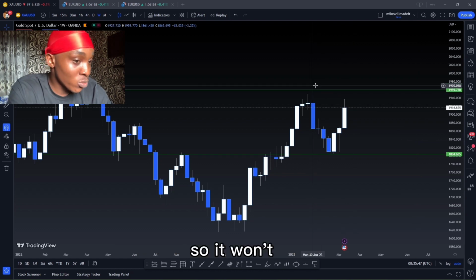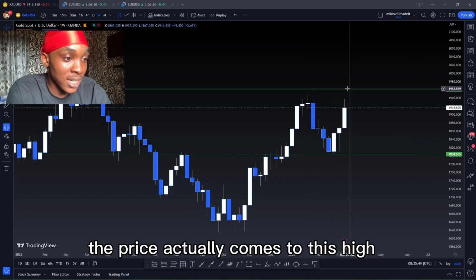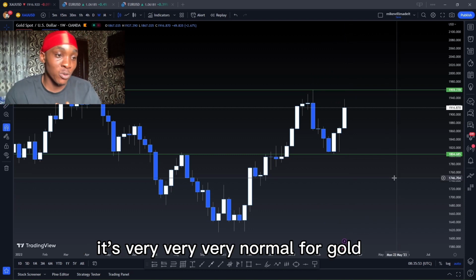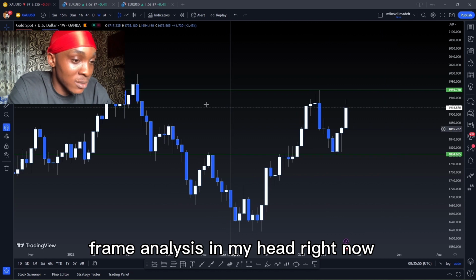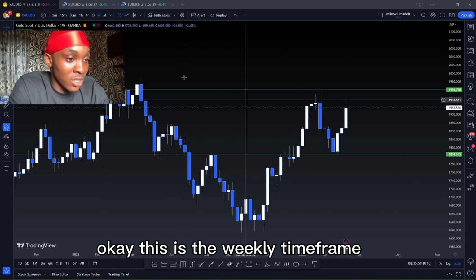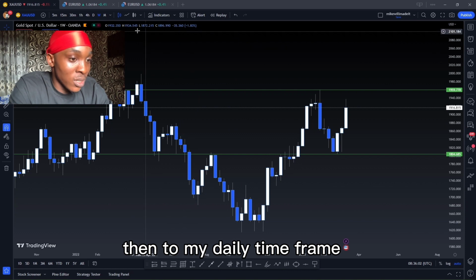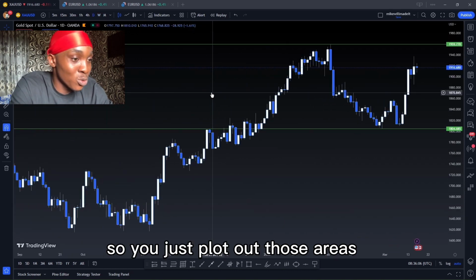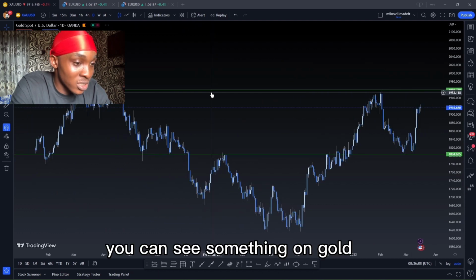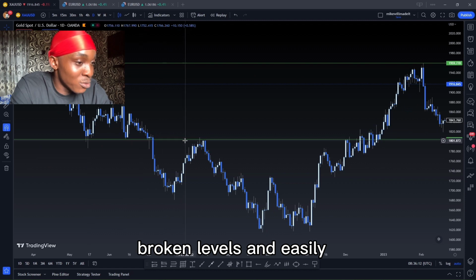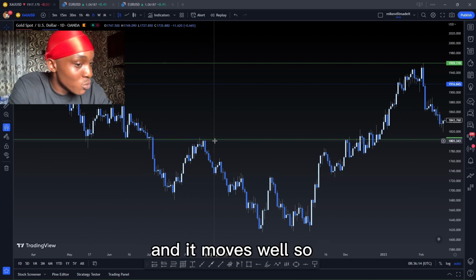So it will not be surprising if price actually comes to this high and spikes around this high and actually drops. It's very, very normal for gold. Now I have this monthly time frame analysis in my head right now. So down to this is the weekly time frame. Then to my daily time frame, that's where the whole magic happens. So you just plot out those areas. You can see something on gold. Gold actually respects broken levels and everything easily, and it moves well.